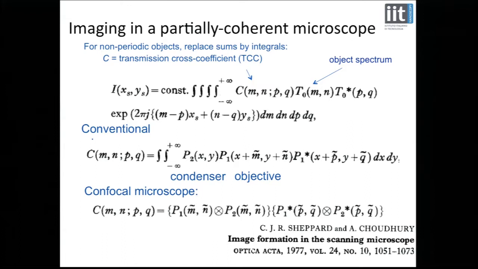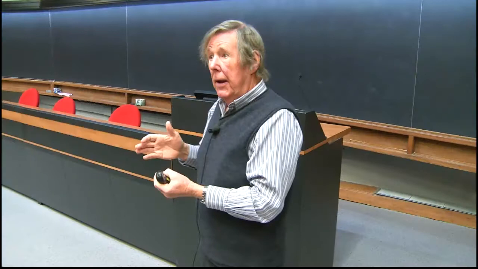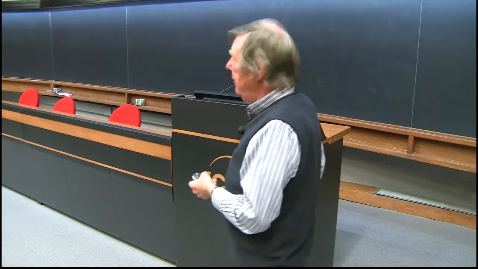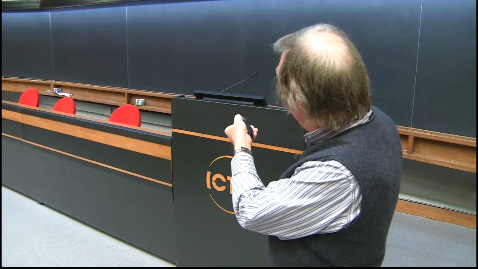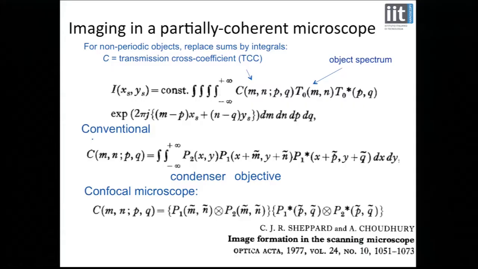In the paper I published with Chowdhury in 1977, Image Formation in the Scanning Microscope, we wanted to come up with the theory of the confocal microscope and compare it with a conventional microscope, so we obviously had to treat the conventional one too. But we changed these periodic objects to non-periodic ones, so these are Fourier transforms rather than Fourier series. We came up with the transfer functions for the confocal as compared with the conventional system in this paper.